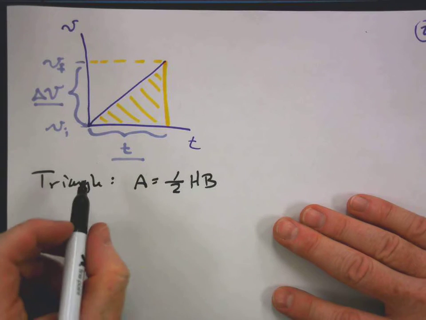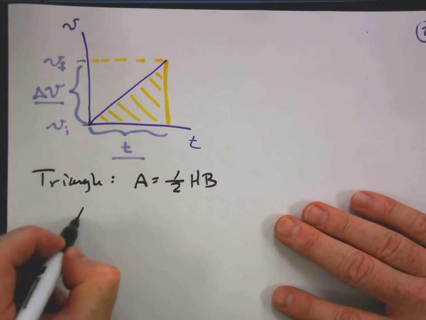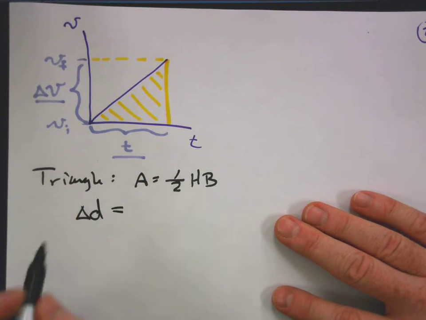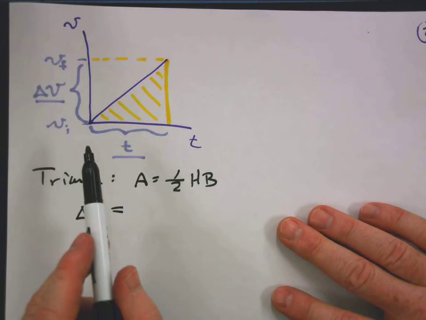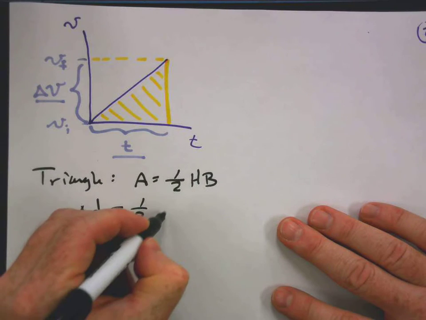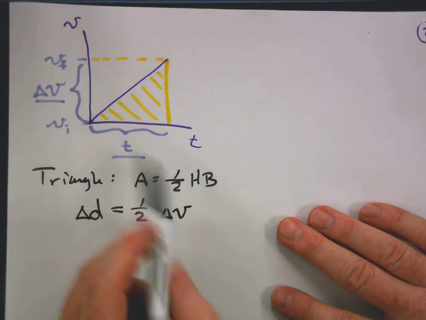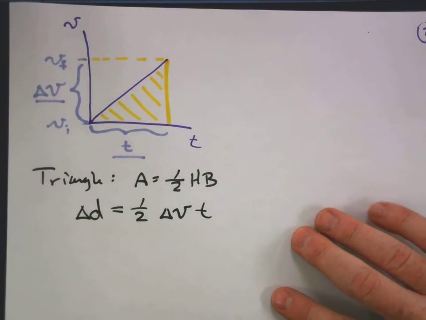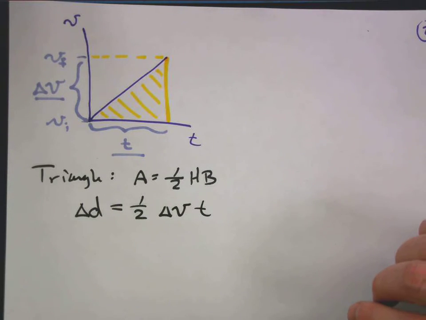So we're looking, remember, area equals displacement. So the displacement of this object is going to be 1/2 times the height, which is delta V, times the base, which is T. Interesting. Look at that.